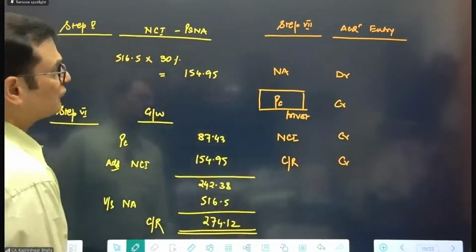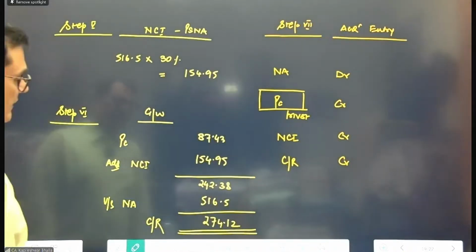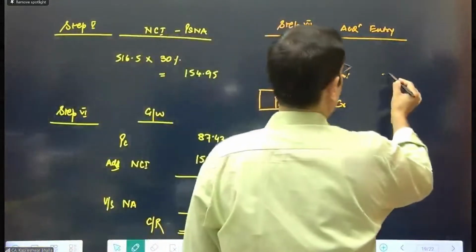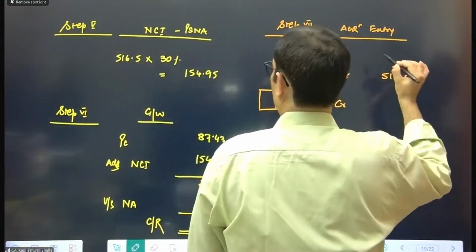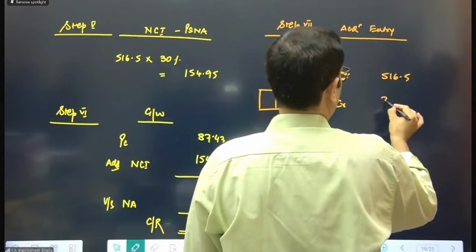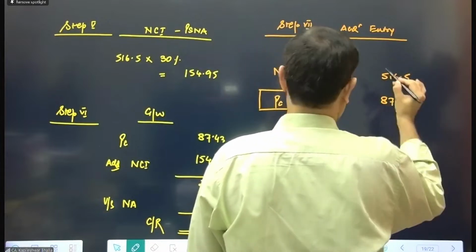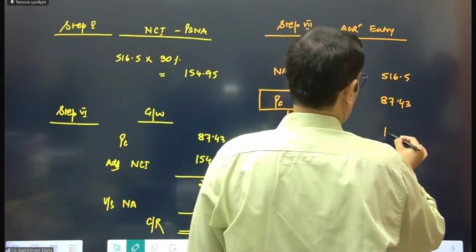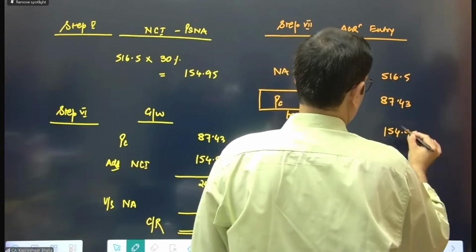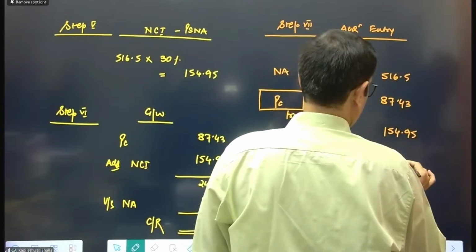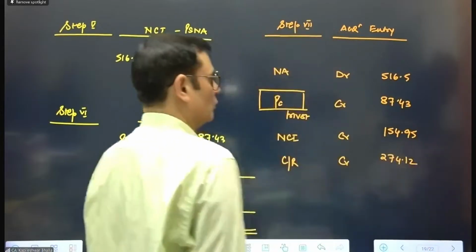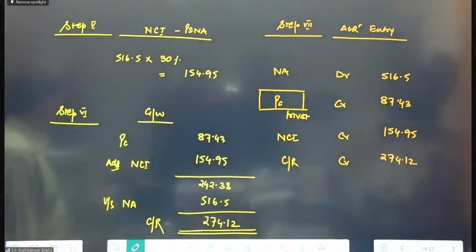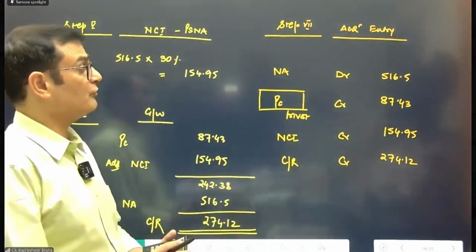So let's just fit in the data. The net assets is 516.5. The purchase consideration is 87.43. The NCI is 154.95. And the capital reserve is 274.12. We'll just see if the entry tallies, though it should, undoubtedly.